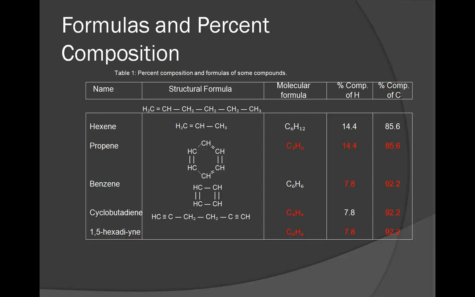CH single bond, CH double bond, CH single bond, and it goes in a circle. The molecular formula is C3H6. Percent composition of H is 14.4%. Percent composition of C is 85.6%.